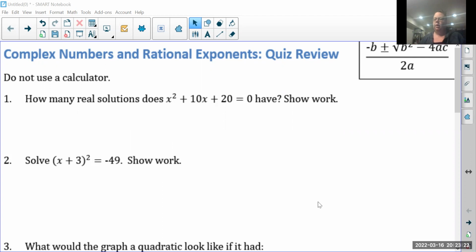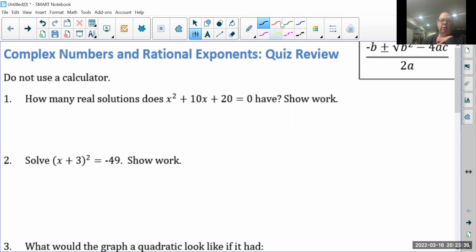Okay, so for question number 1, how many real solutions does x squared plus 10x plus 20 equals 0 have? And show your work. So I know some of you might think right away, well, I see a squared, so I'm going to square root both sides, and it's the square root of 0, which is a one time. We get one real solution. You can't do that part until you only have a squared left on both sides. And this we have a 10x and a 20, so that's not going to work.